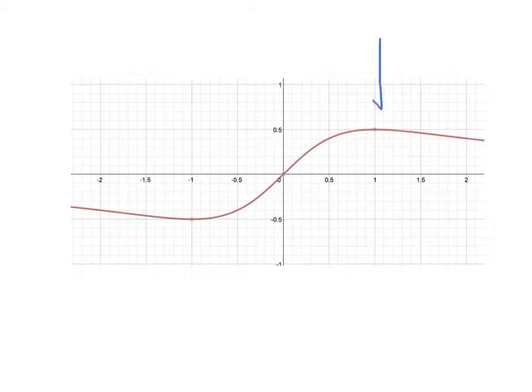Over here at what I believe is 1, 0.5, we're going to have a maximum, and it looks like it's an absolute maximum depending on what happens over here. And right here we're going to have a minimum, and it looks like it's an absolute minimum depending on what happens over here. So we'll do our analysis of this function with our first derivative and our second derivative, and then we'll see what we can find out.